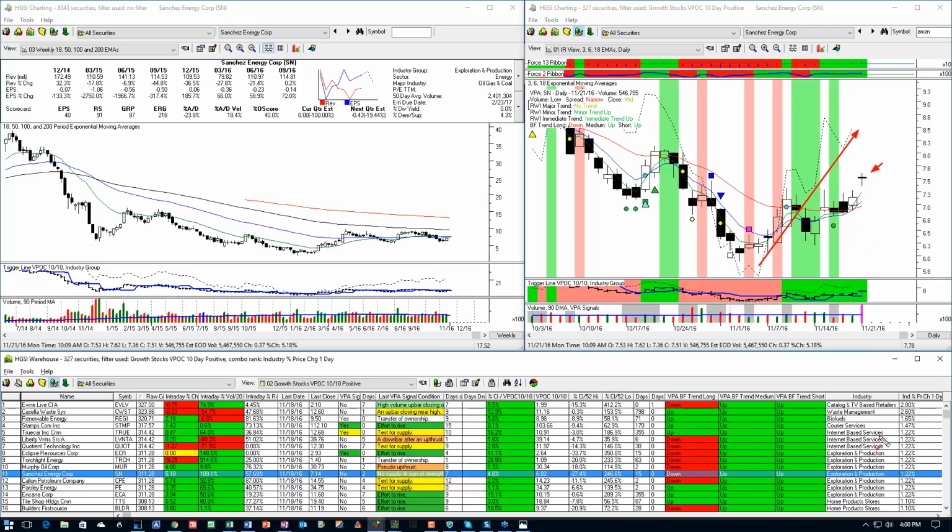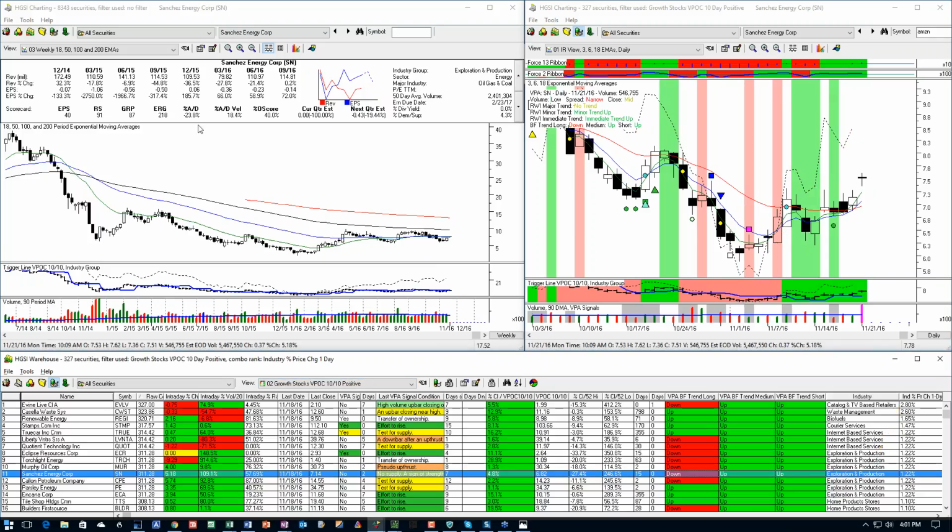So if you're going to be looking at oil exploration and production stocks, why not be in the stocks that are showing growth? So that's why I like, in this instance, to screen for growth stocks.